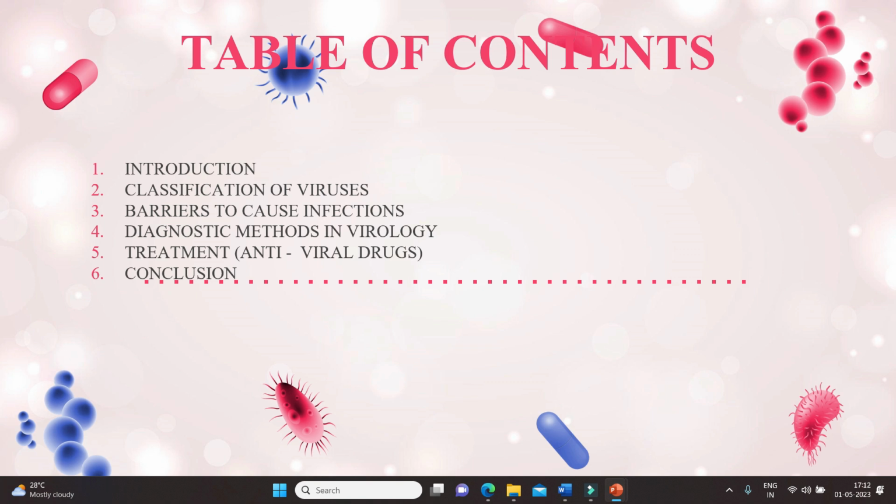Whereas others have recently emerged. Coming to the table of contents: the introduction, classification of viruses and barriers to cause infections, diagnostic methods in virology, and treatment, which comes under antiviral drugs, and conclusion.